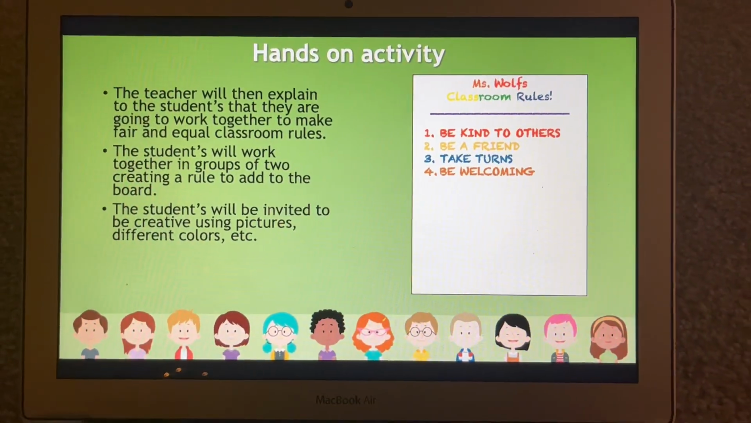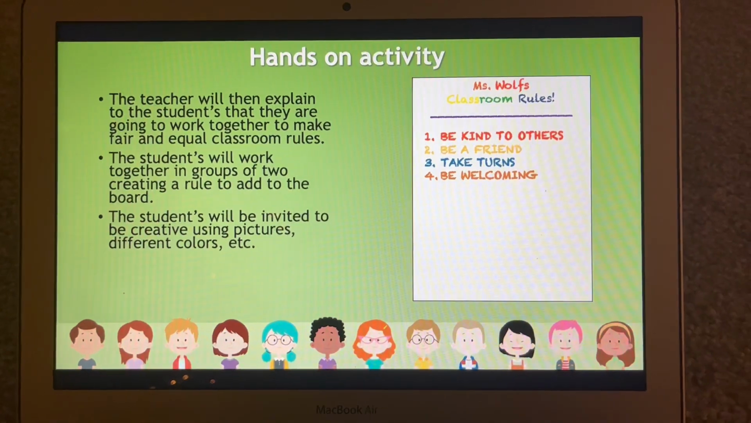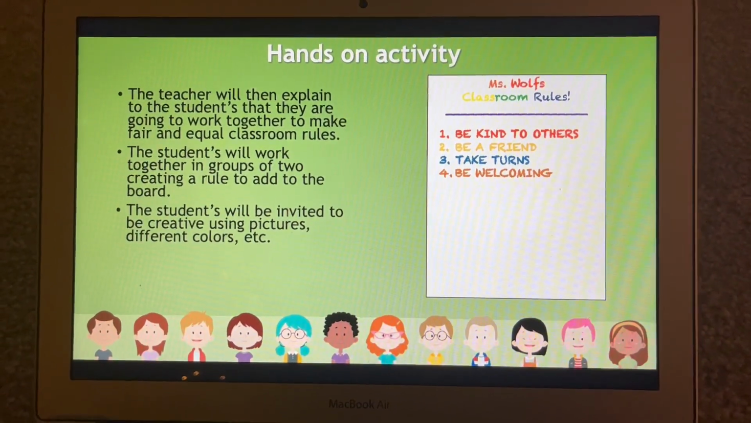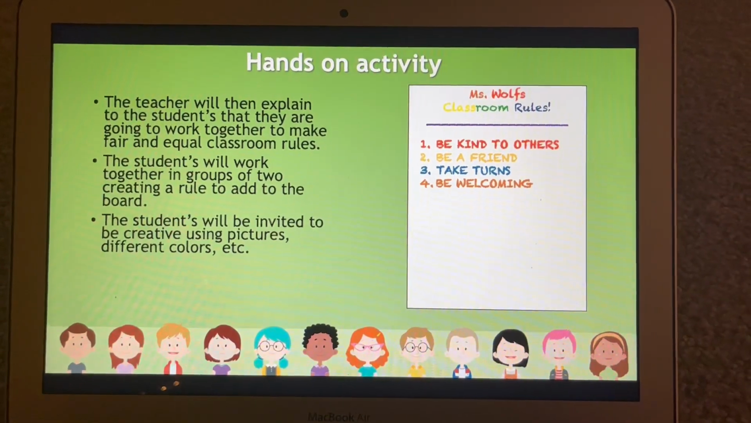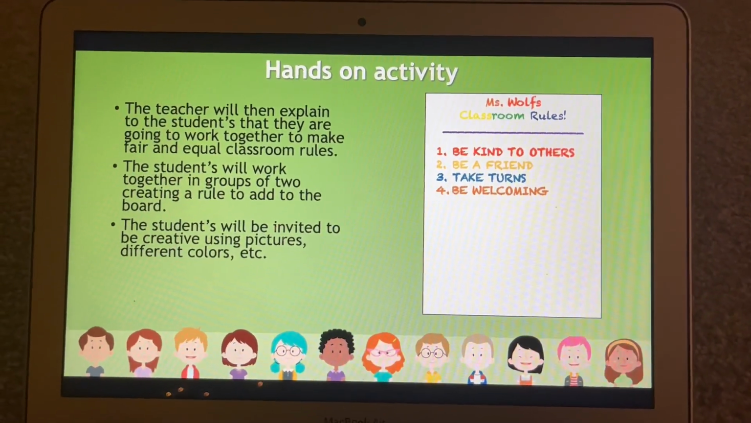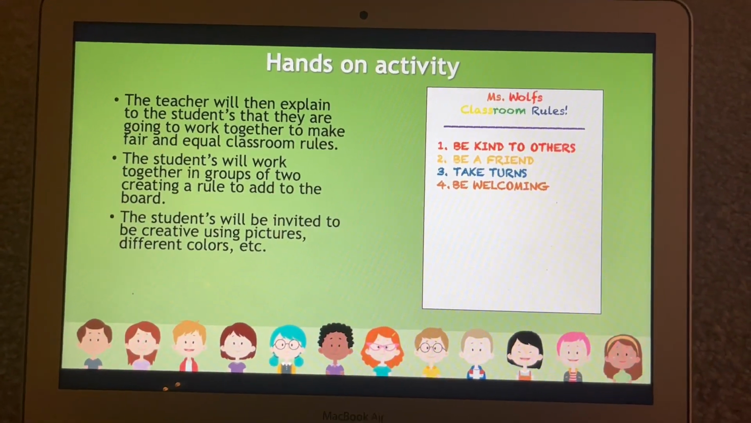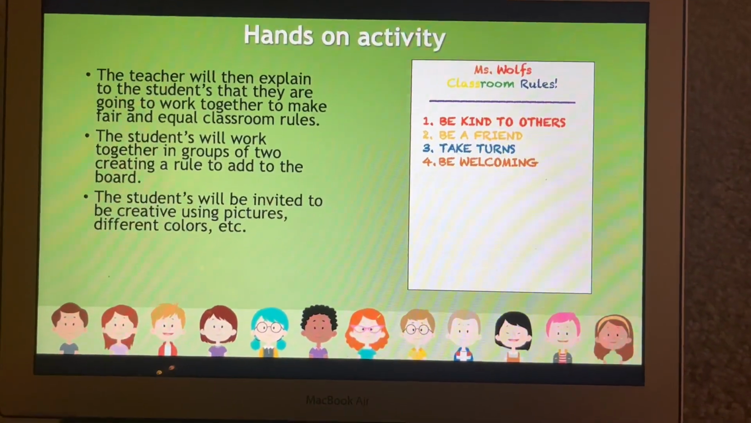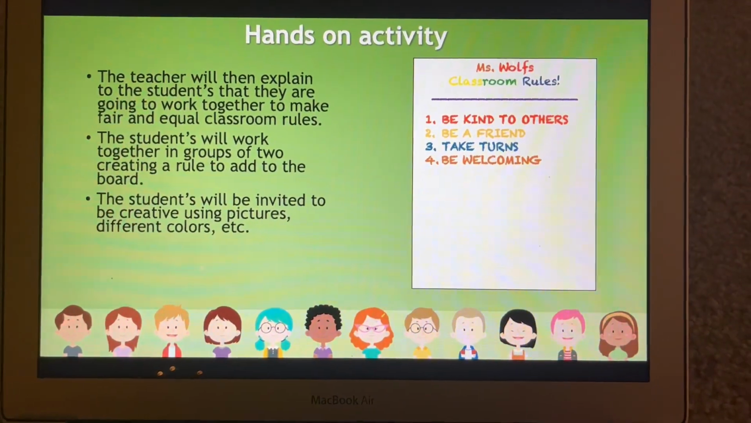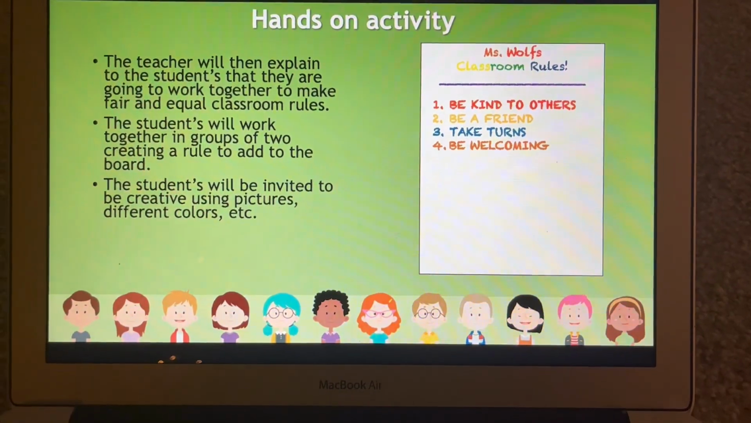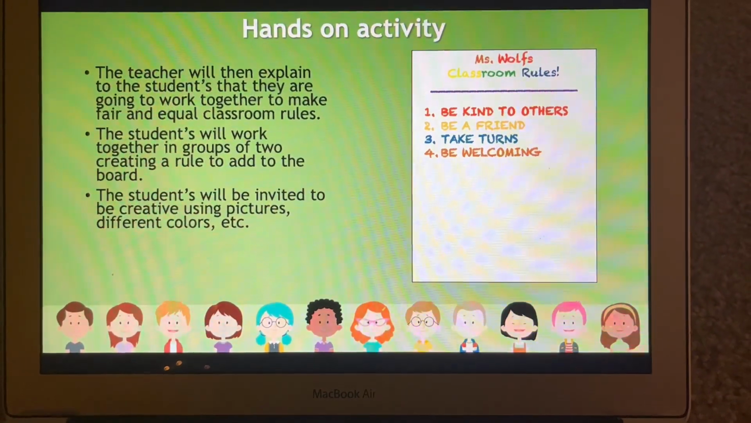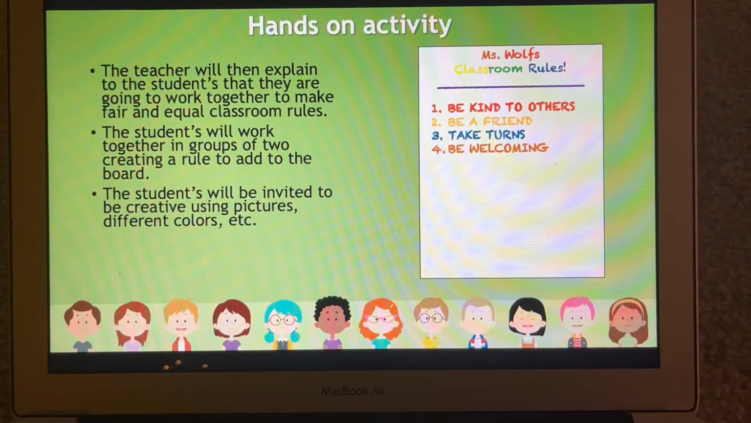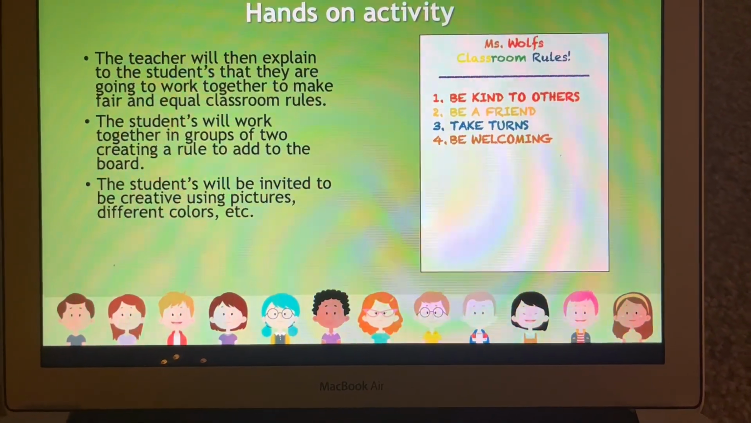So this is the hands-on activity, and it goes into why rules are important and how we can make rules that are equal and fair to our peers and ourselves. I would explain to the students that they're going to be working in groups of 2. This is an artistic, creative, hands-on activity. The students will work in groups of 2 and decide on a rule for the class that promotes equality and fairness. With their peers, they come up with a rule that they think is good.